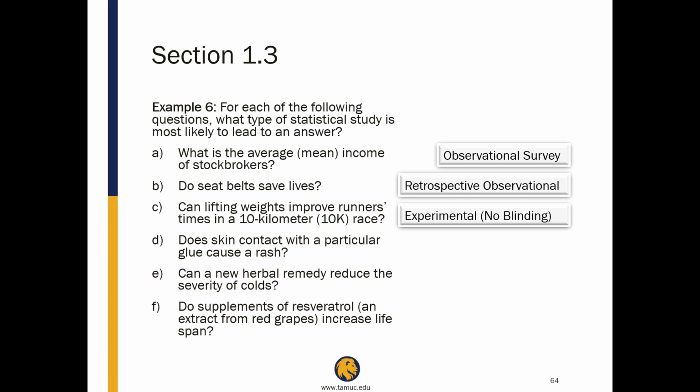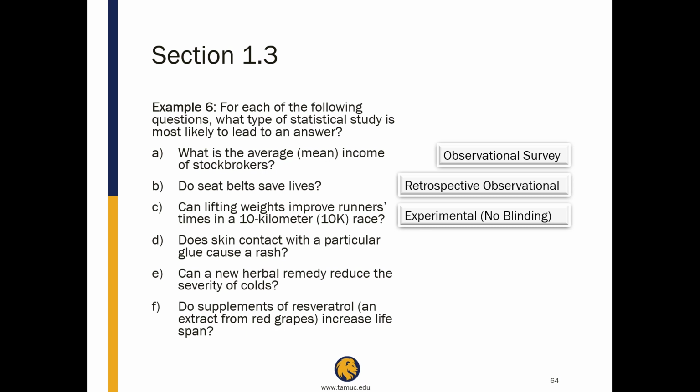The treatment group's going to be lifting weights, so they know they're part of that group, and the control group's not. So it doesn't really matter in that case. Ultimately, the performance will be measured in an objective sense when they're in the race. So the placebo effect is not such a big issue there. Now the next one, however, it says, does skin contact with a particular glue cause a rash?